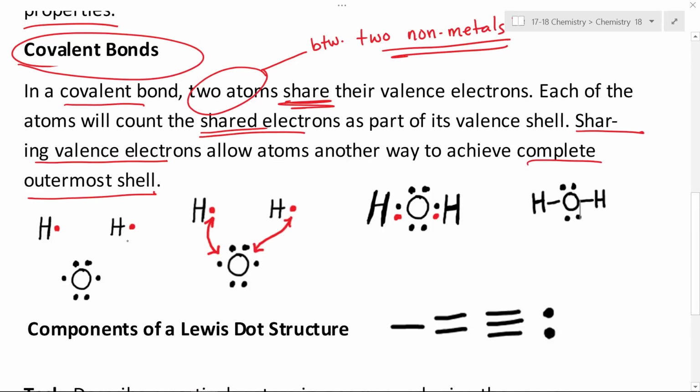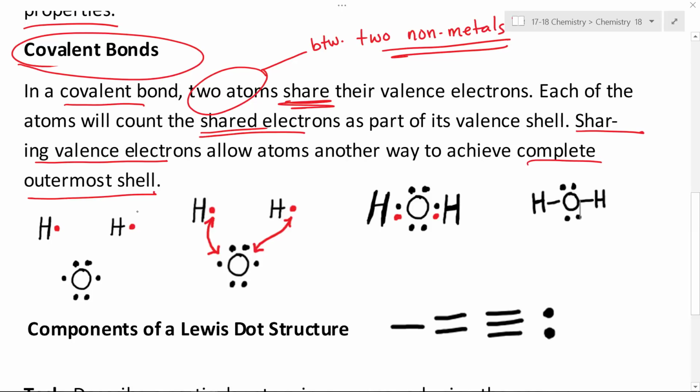In this case, I drew the Lewis dot structure for hydrogen and oxygen. For oxygen, you notice it's in group 6, so of course it's going to have 6 valence electrons. And for hydrogen, it's in group 1A, so therefore it's going to have 1 valence electron. But what's the magic number? They need to have 8. Well, for hydrogen and helium, they only need 2. So in this case, what can they do? They can share, of course.